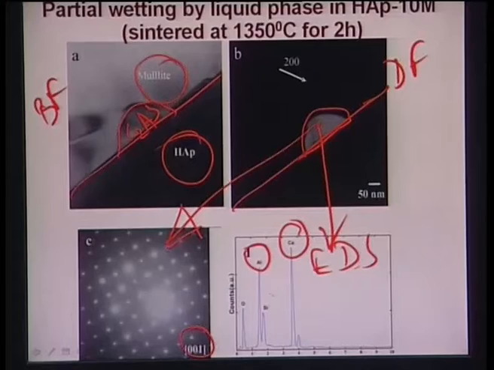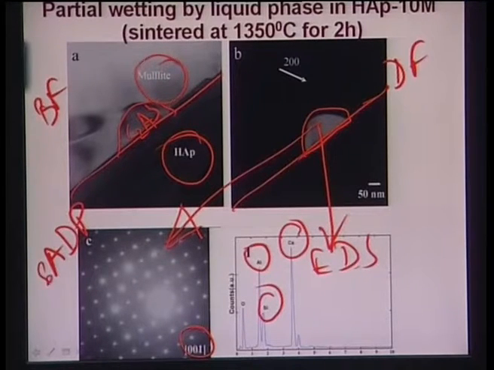You also have a reasonable aluminum peak because Al2O3 is also there, and you also have SiO2, so that silicon peak also comes from that. So essentially the combination of the SADP pattern, that is the selected area diffraction pattern, coupled with this EDS analysis confirms the presence of the C2AS phase as a grain boundary region in this microstructure.